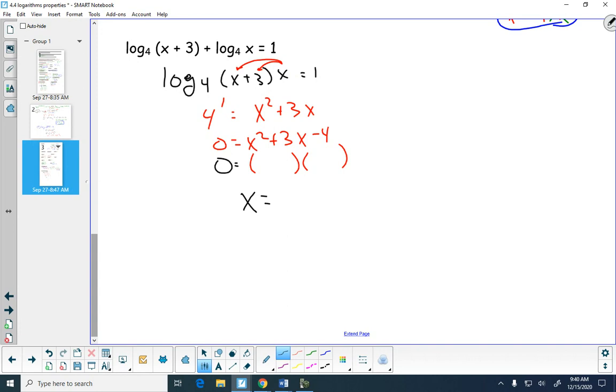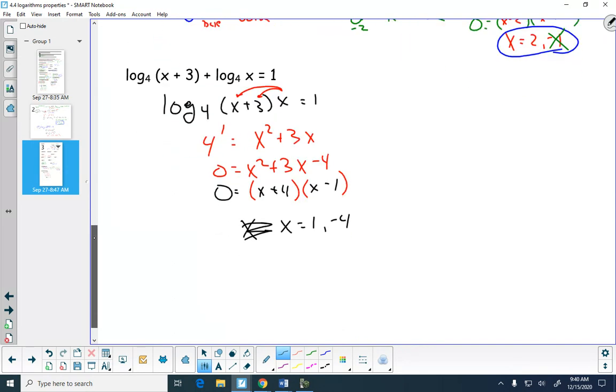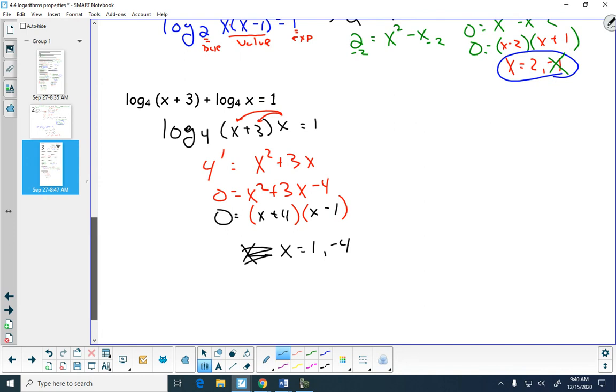Jordan, what do you get? What do you come up with? Factors down to (x minus 1)(x plus 4). So x equals 1 and negative 4. Okay, if we get x equals 1 and negative 4, do we have to eliminate one of those? Yeah, you have to eliminate negative 4. Negative 4, that is correct. The 1 would be fine up there, but the negative 4 would not be.